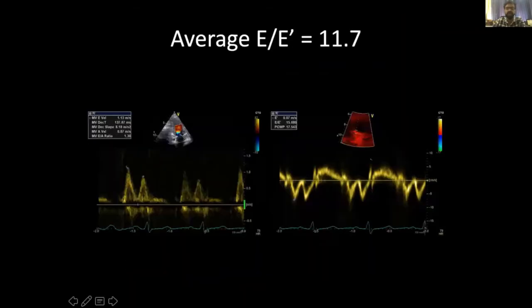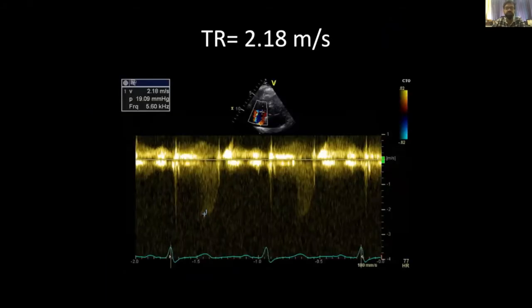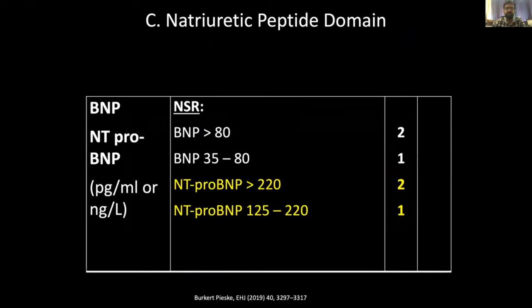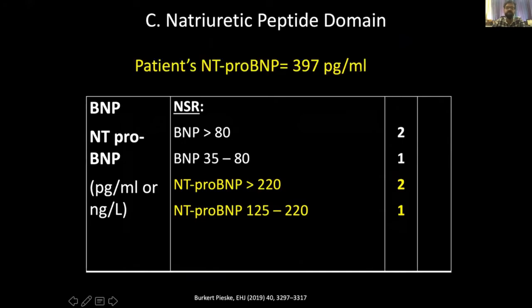So an E by E prime of 11.7, as we know that anything less than 8 is normal, anything more than 14 is abnormal. So this was indeterminate or a borderline condition. It was not normal, this was borderline. And the TR velocity was 2.18. Again, it was not satisfying. So in this patient, we got the NT-proBNP, and the values are shown here. The patient's NT-proBNP was elevated, 397, which is very high.